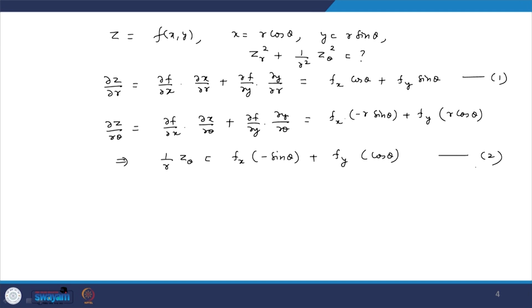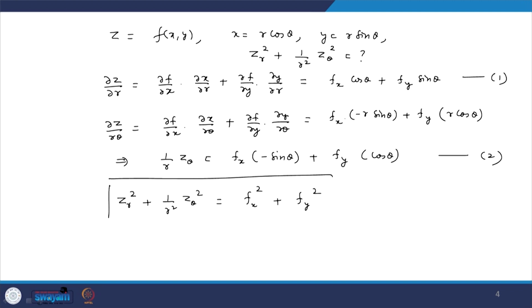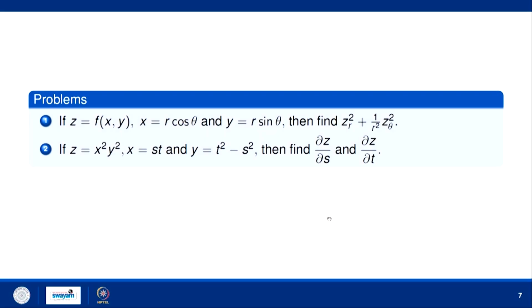So, now you can square and add equation 1 and 2. If you square and add equation 1 and 2, we will obtain z r square plus 1 by r square times z theta square, which is equal to, see, square and add will cancel the product term, and this square plus this square, because sin square plus cos square is 1. So, this is simply f x square plus f y square. So, this is your final answer for this problem. Okay. So, this is how you can solve this problem. So, similarly one can easily solve the second part of this exercise.